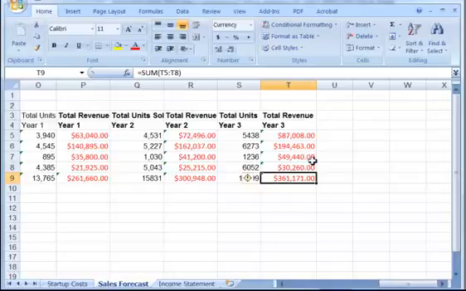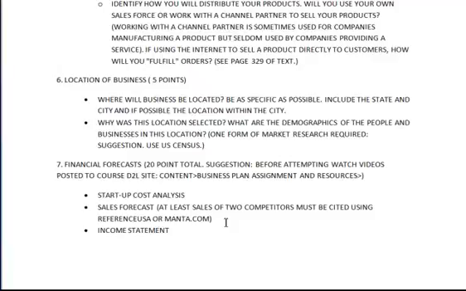Now let's go back again, and let me bring up the assignment again, and let's talk for a second about the market research you need for this part of it, the sales forecast part. Okay, here we are again. For the sales forecast, at least 2 competitors must be cited using Reference USA or Manta. The reason is so you can see whether this is reasonable. By year 3, Karen's Fine Dining will be selling that much. Well, what do other fine dining establishments in St. Paul sell? I think a lot of them sell a lot more than that, to be honest with you.